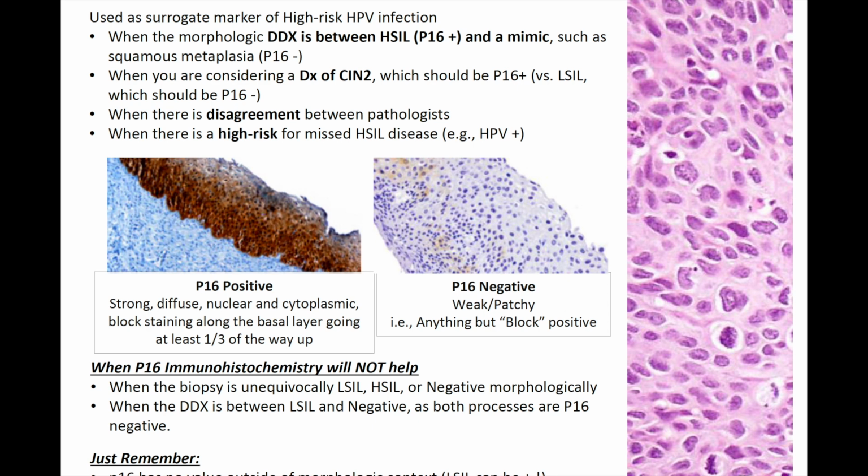It's easy at first to think that we would order it on all cases of cervical dysplasia, but it's actually only indicated in certain scenarios. So it's used as a surrogate marker of high-risk HPV infection.